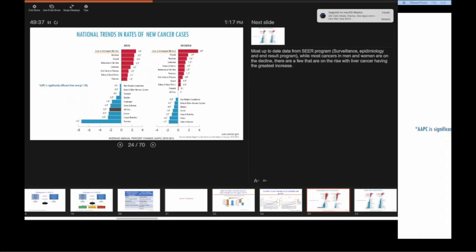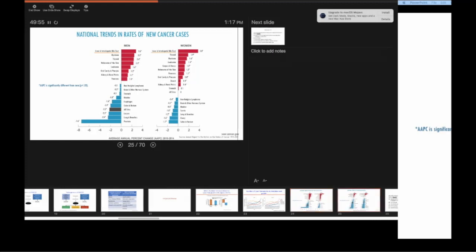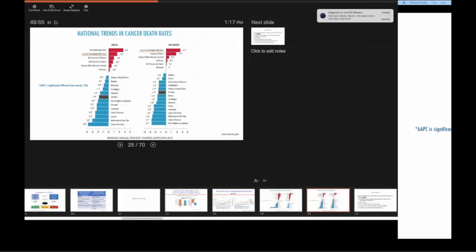And then the national trends and rates of new cancer cases, you can see for both men and women, liver cancer is number 1. Okay, so not only are the rates the greatest, but the death rates are the greatest. So it's happening more commonly, and people are dying from this. Okay, it was number 2 for men in trends in cancer death rates, and number 1 for women.